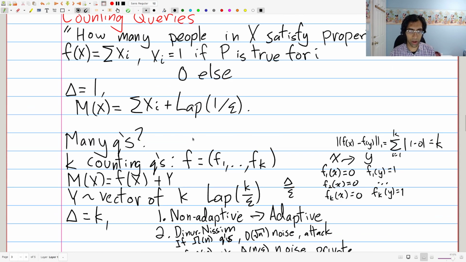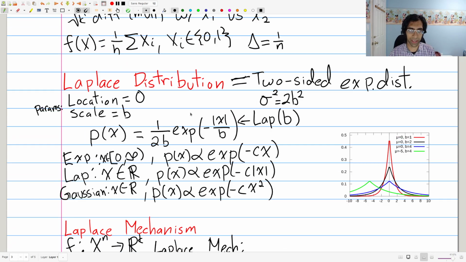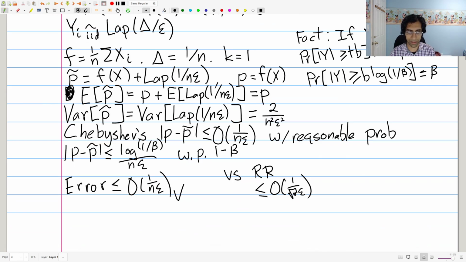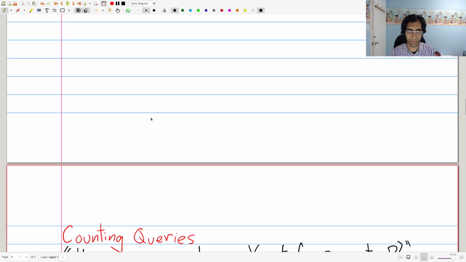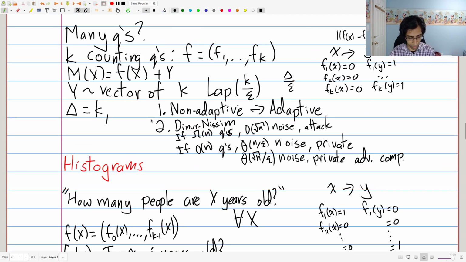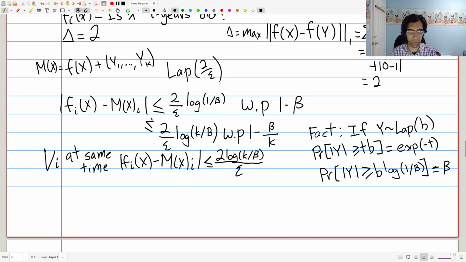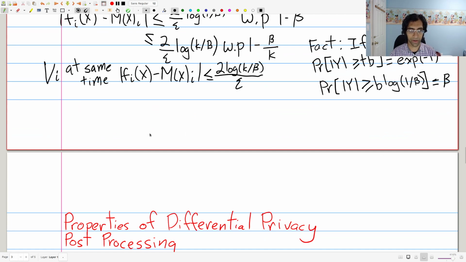So that's it. We've seen a lot of different applications of the Laplace mechanism as well as its definition and introduction. This is one of the core tools in differential privacy. Next, we're going to continue on and talk about various properties of differential privacy, which will be instrumental in our future investigation of differentially private algorithms.